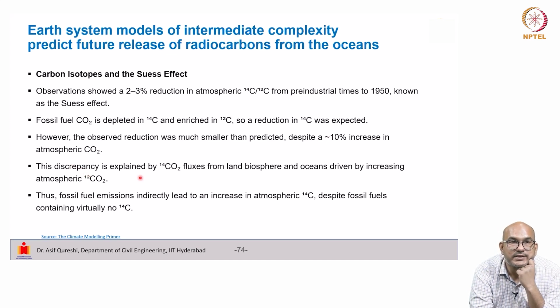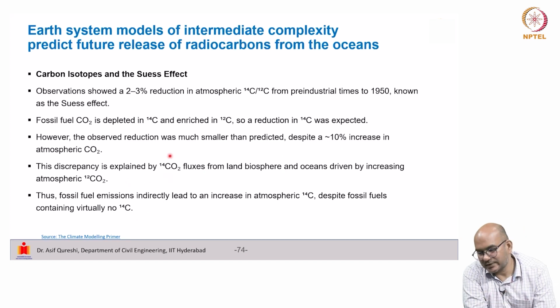This discrepancy was explained by the 14CO2 fluxes from the land biosphere and oceans driven by increasing atmospheric CO2. So, 12C increased, but 14C also increased. So, the decrease in the ratio was not as much. Thus, fossil fuel emissions indirectly led to an increase in atmospheric 14CO2 fluxes, despite fossil fuels not having much 14C, because this was driven by increasing atmospheric CO2.